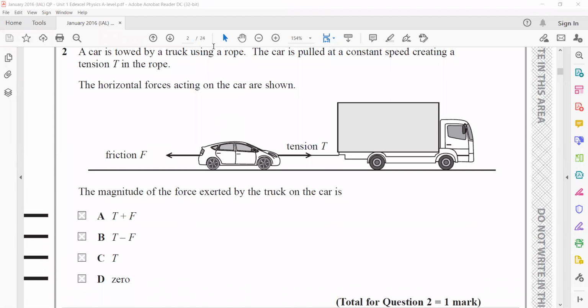A car is towed by a truck using a rope. The car is pulled at a constant speed, creating a tension. The horizontal forces acting on the car are shown. What is the magnitude of the force exerted by the truck on the car? The magnitude of the force exerted by the truck on the car is equal to T. The resultant force on the car will be T minus F, but the force exerted by the truck on the car is equal to the tension. So C is the right answer.